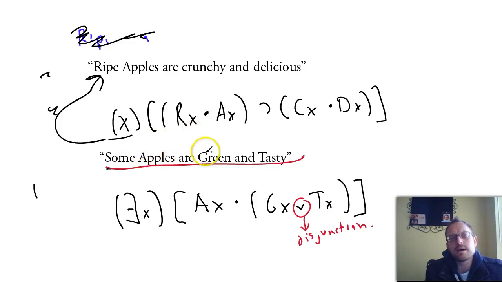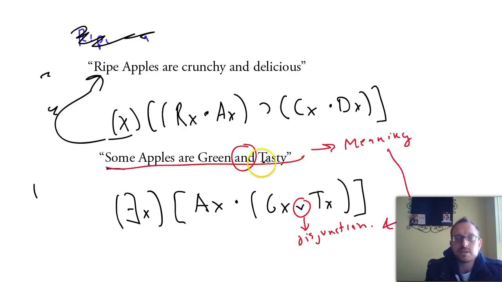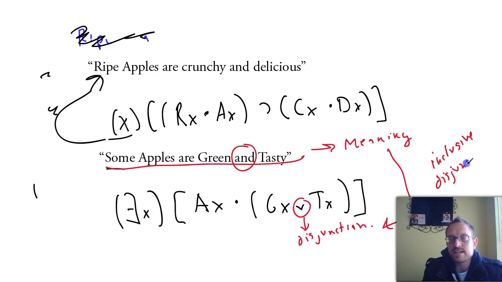So when I say some apples are green and tasty, I didn't symbolize this with an "and" here because I looked at the meaning of the statement. And the meaning of the statement really means it's going to be green or tasty or both. Remember, the disjunction here is an inclusive disjunction, meaning it can be one or the other or both. And so that's why I used the disjunction here. So that's an example of using the disjunction.